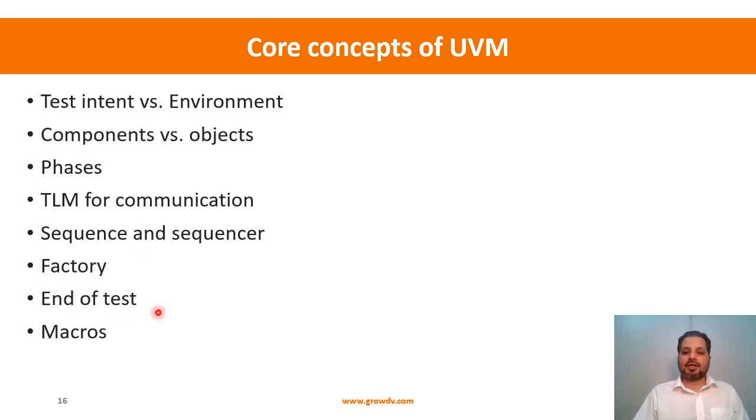Then there's the end of test. After generating the stimulus, how do you know that every generator is done, and that even your scoreboard thinks it has matched everything, so that we can end the test? How do you decide that? There is a mechanism for that. And then there are a set of macros, and how do you use those macros? That is another core concept that you need to look at.